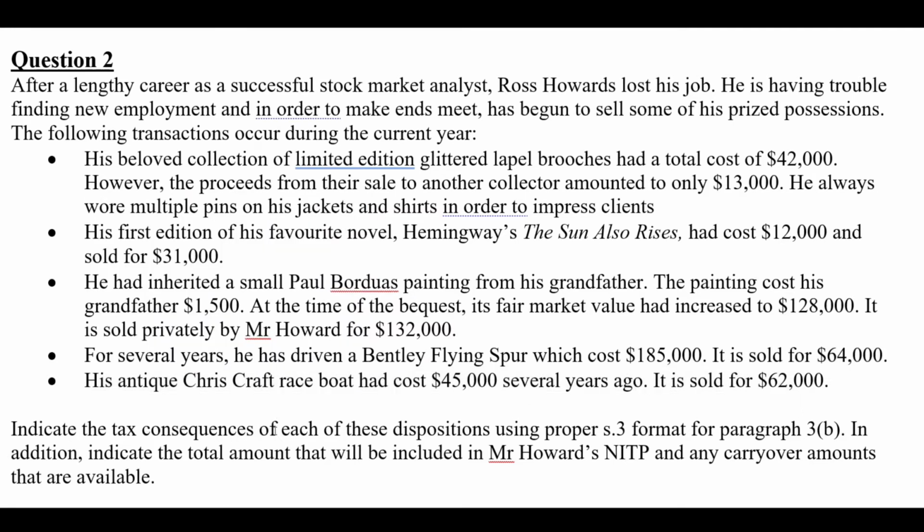Indicate the tax consequences of each of these dispositions using the proper Section 3 format for 3B. So you don't need to do it for the whole thing. It's got to be proper formatting for ITA 3B. In addition, indicate the total amount that will be included in Mr. Howard's NITP and any carryover amounts that are available.